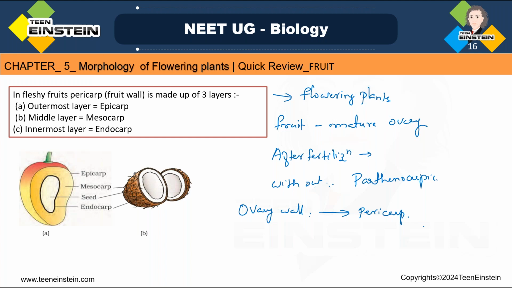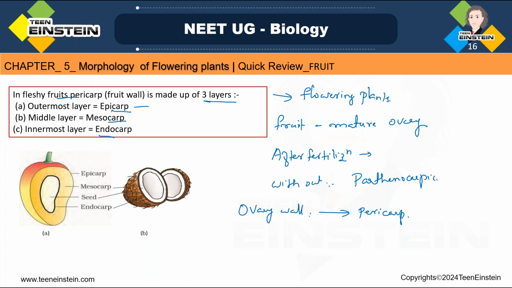In the case of fleshy fruits, the pericarp or the fruit wall is made up of three layers. See here, in fleshy fruit, the pericarp is made up of three layers. The outermost layer of that fruit wall is called the epicarp, the middle layer is called the mesocarp, and the innermost layer is the endocarp.